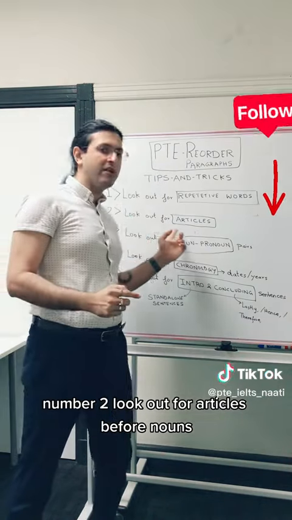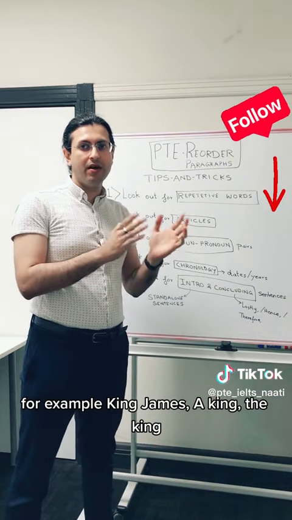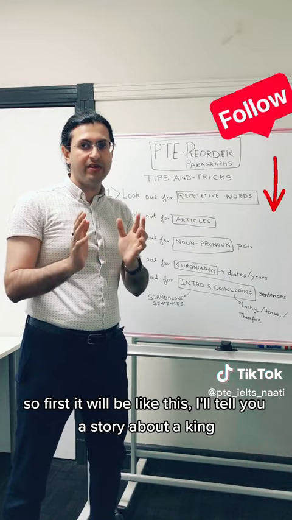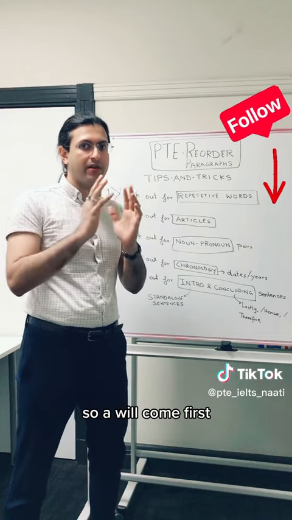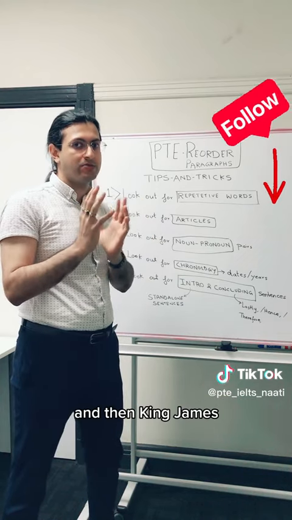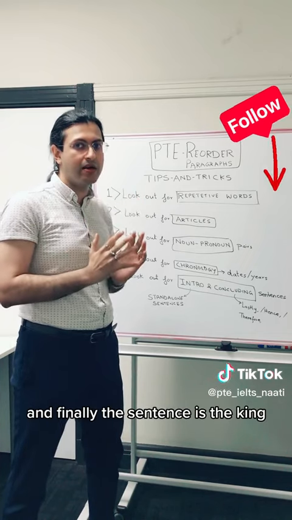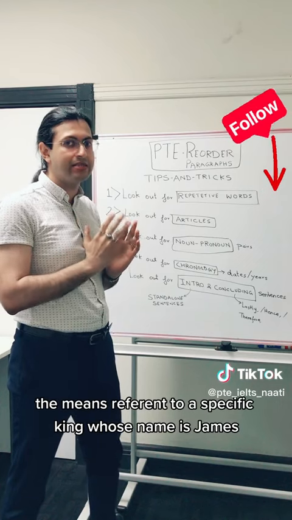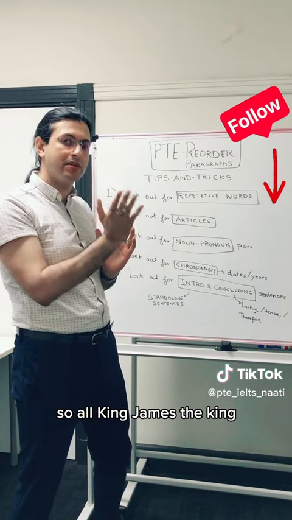Number 2, look out for articles before nouns. For example, King James, a king, the king. So first it will be like this. I'll tell you a story about a king. So a will come first. Then King James. What is the name? James. Who is James? He is a king. And finally the sentence with the king. Who is the king? The means referring to a specific king whose name is James. So a, King James, the king.